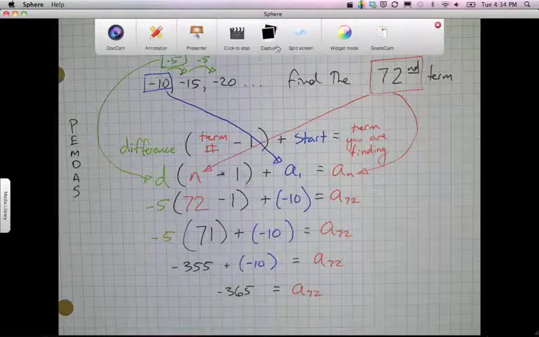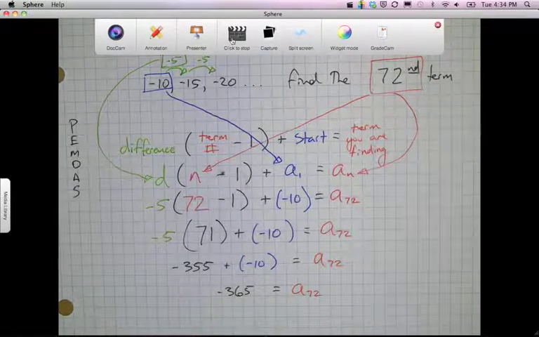So there's how you can turn a sequence into an explicit formula and use that explicit formula to figure out any number that you want, any term that you want in your sequence.